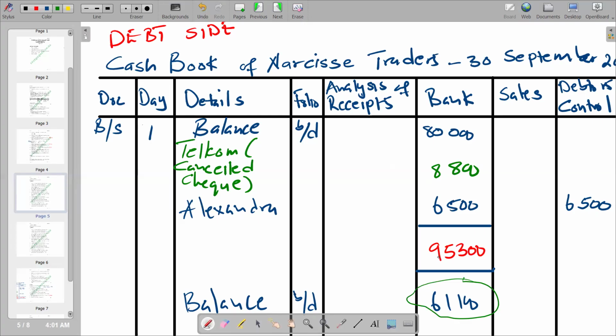So this is what we have. Basically, it's a comparison between the two documents that we have. That is the internal document of the business, which is the cash book, and the external document that is coming from the bank. And we compare the two documents so that they have the same balances at the end of the period. That is the reconciliation process that you will be undertaking. So basically, this is what we have, guys, according to this video.